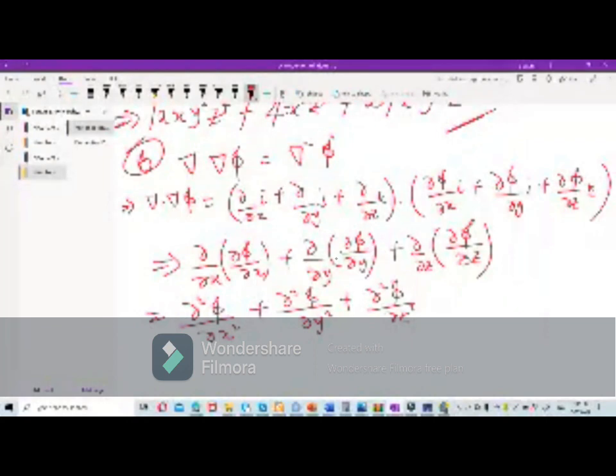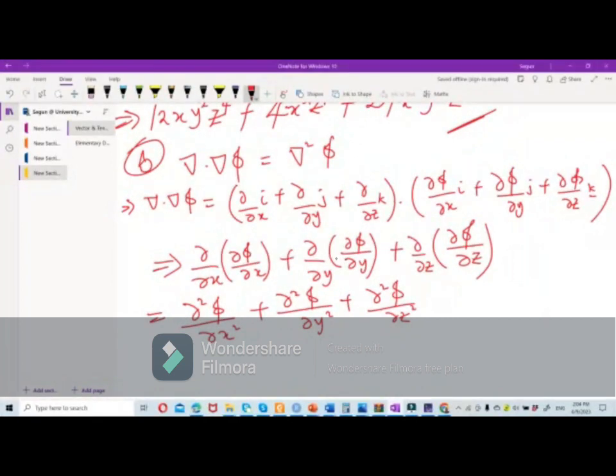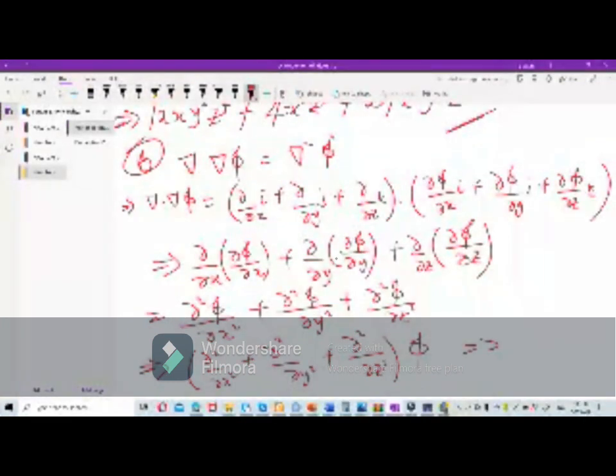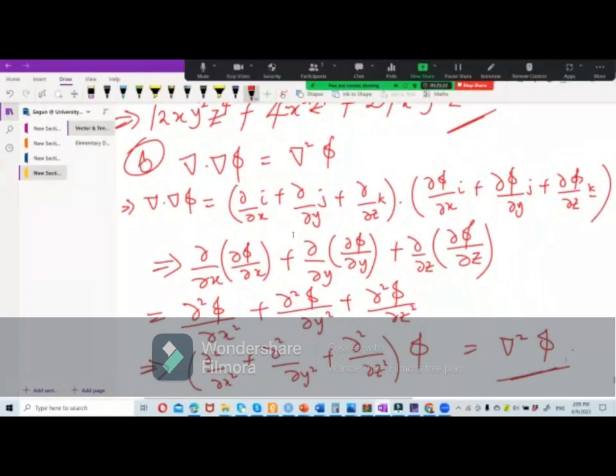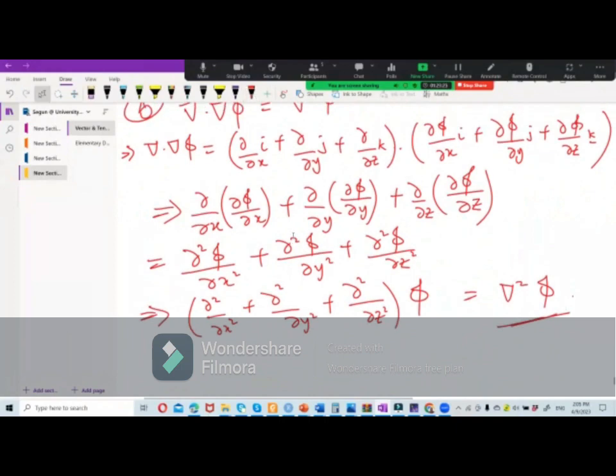Now, how do we say this is equivalent to what we have? All we need to do is say that this squared d x squared, plus this squared d y squared, plus this squared d z squared, multiplied by phi, is equal to the Laplacian of phi. So that's what they asked us to do. Any question?